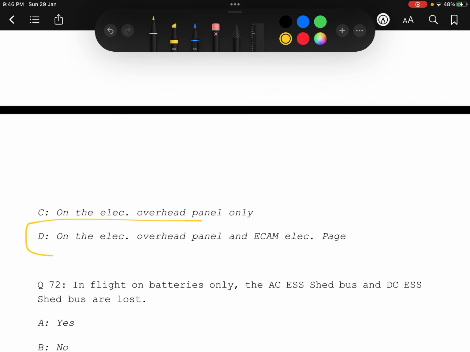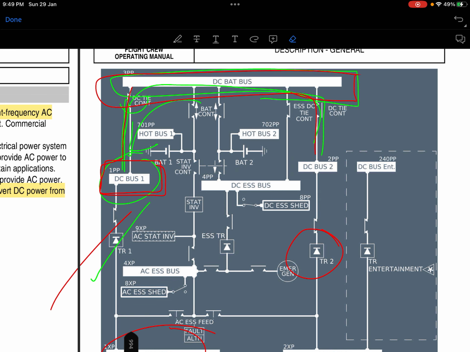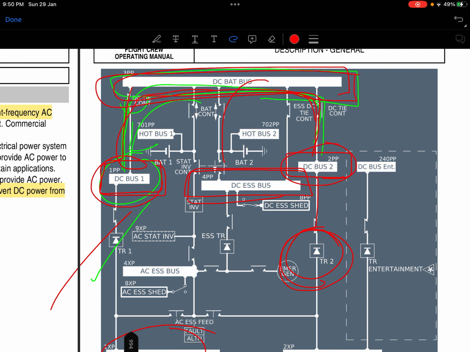Now you will say, why is there a need for the essential TR? We can use our DC bed bus only to power the DC essential bus also. So why is this TR2 not supplying the DC bed bus? Correction: DC bus 2, DC bed bus, DC bus 1 and DC essential bus, all 4 buses.